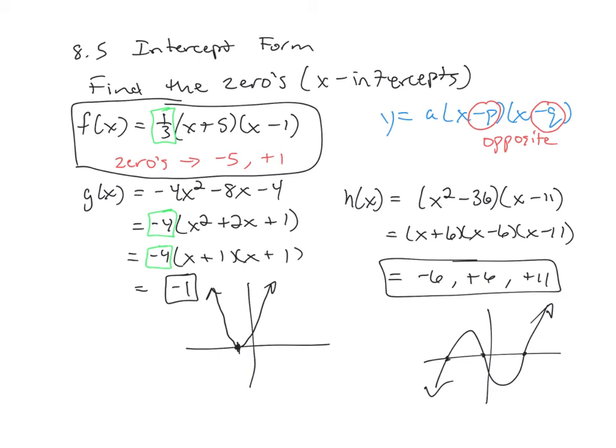All right, so that wraps up intercept form. So the main three forms that we use: standard form, which is the ax squared plus bx plus c, the vertex form, which we've done earlier this week, and then the intercept form.